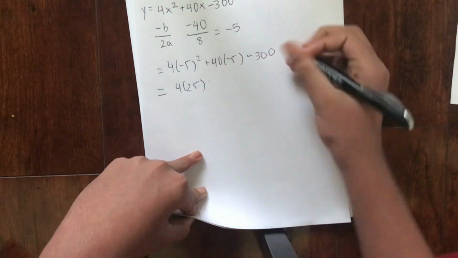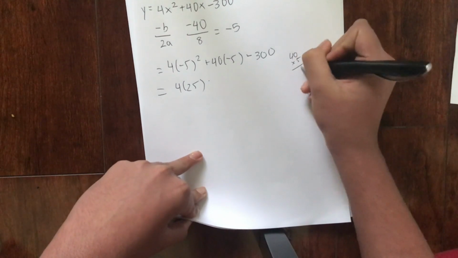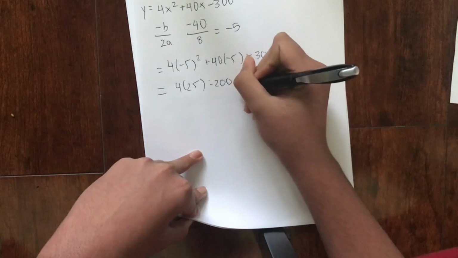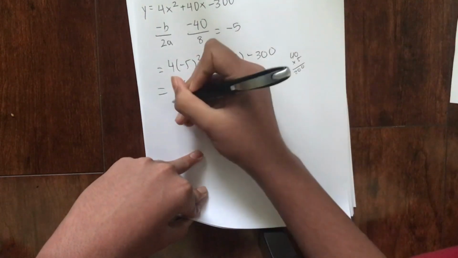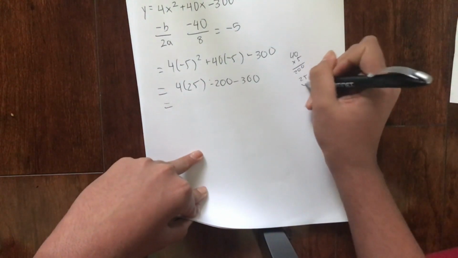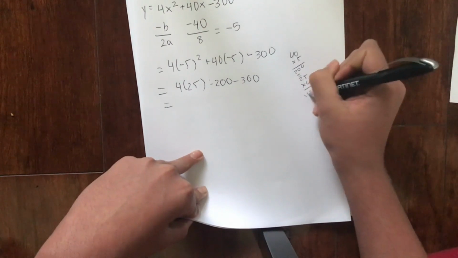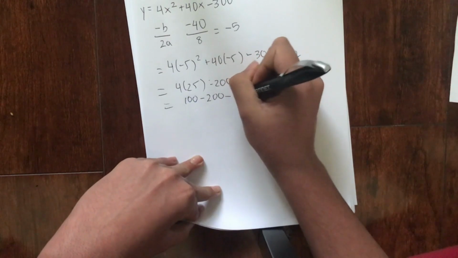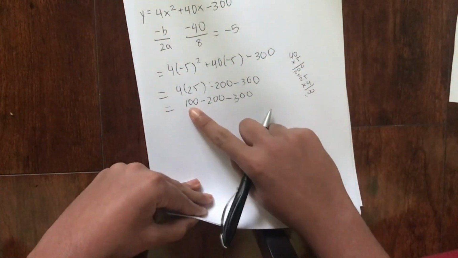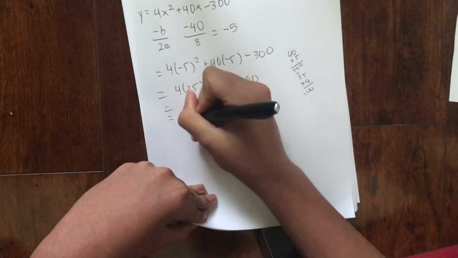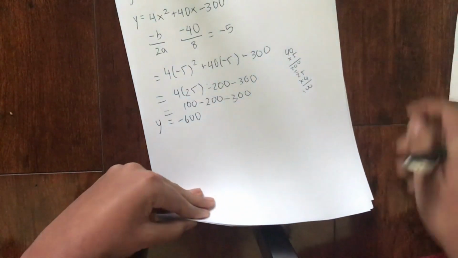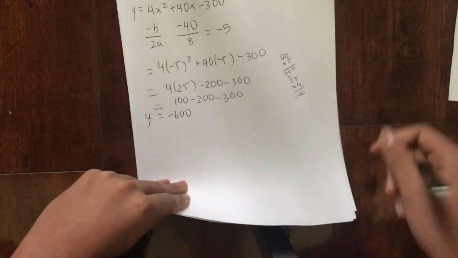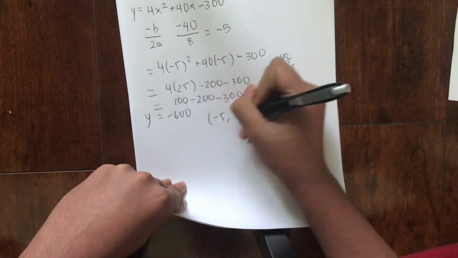So if we can just do it as scratch work. 200, negative 200, minus 300. This is equal to 25 times 4, which is 100. So 100 minus 200 minus 300 is equal to negative 600, which is y. So our vertex in this case is negative 5 comma negative 600.